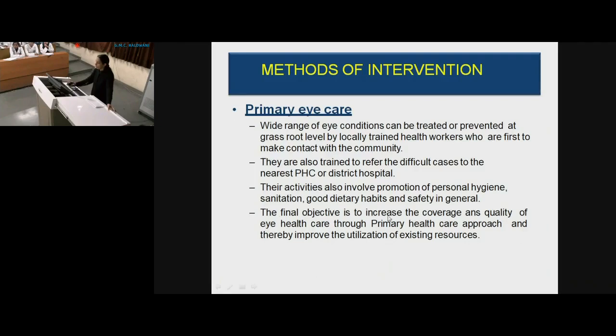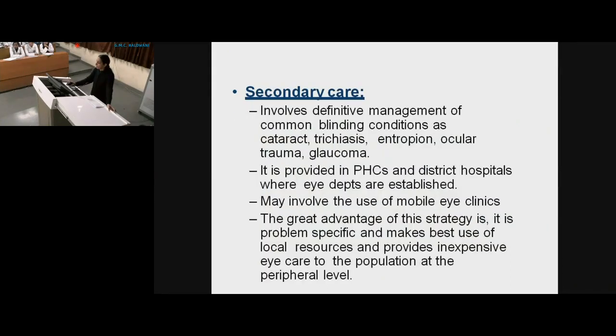Then the final objective is to increase the coverage and quality of eye health care through the primary healthcare approach and thereby improve utilization of existing resources. Secondary eye care involves definitive management of common blinding conditions such as cataract, trichiasis, entropion, ocular trauma, glaucoma. By this time you must know what is cataract, what is trichiasis, what is entropion from your ophthalmological knowledge.